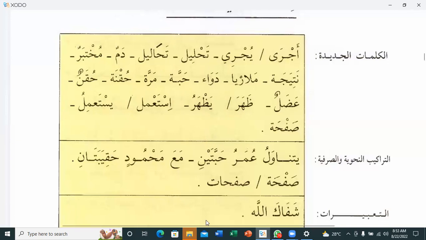Sameena, now your turn. Repeat it fast. Ajra, he did. Yujri, he does. Tahlil is a test. Tahlil, tests. Damun, blood. Mukhtabarun, laboratory. Natijatun, result. Malaria. Dawaun, medicine. Habbatun is pill. Marratun, time. Huknatun, injection. Hukanun is injections. Adalun is muscle. Zahara, appeared. Yazharu is appeared. Istamala, used. Yastamilu is used. Safhatun, page. Okay.